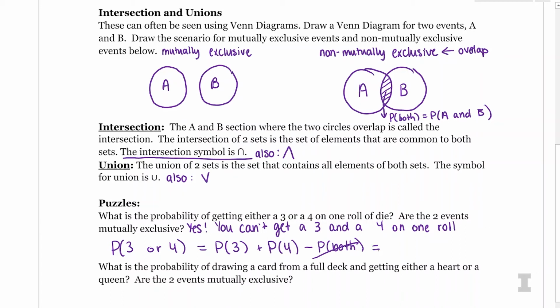So what's the probability of getting a 3? So 1 out of 6. Plus the probability of getting a 4. Also 1 out of 6. And we get 2/6 or 1/3. So I'm just going to leave my probability like that.